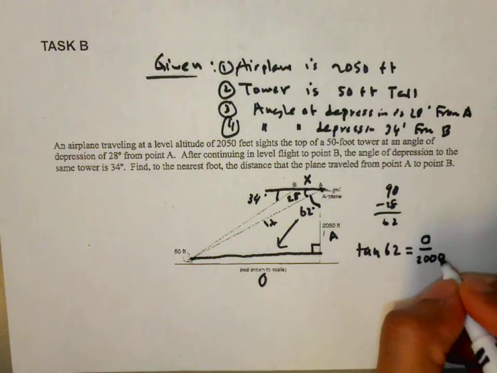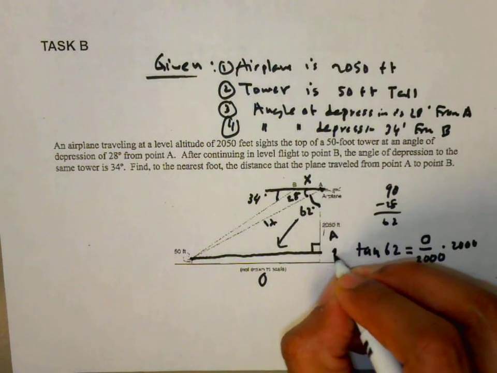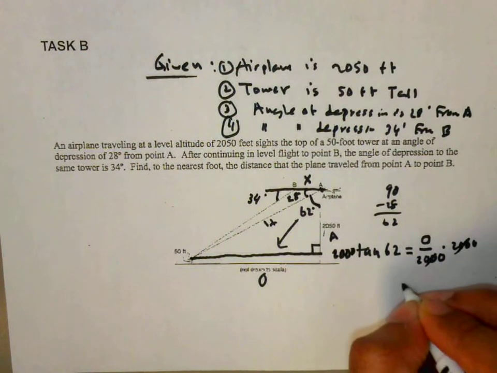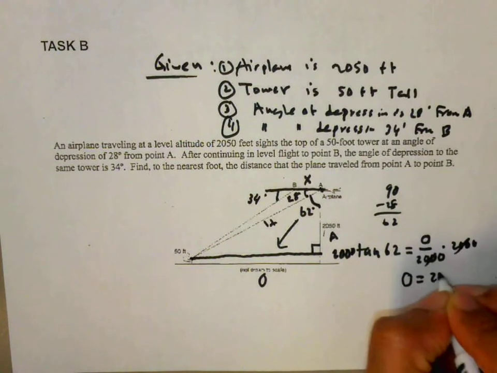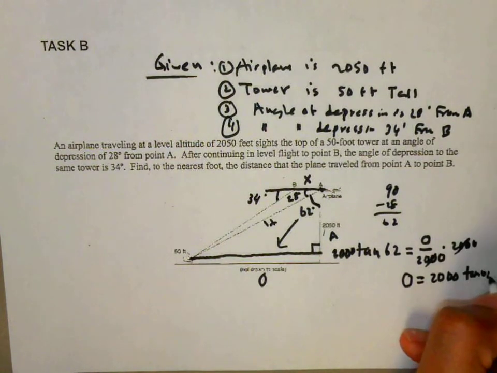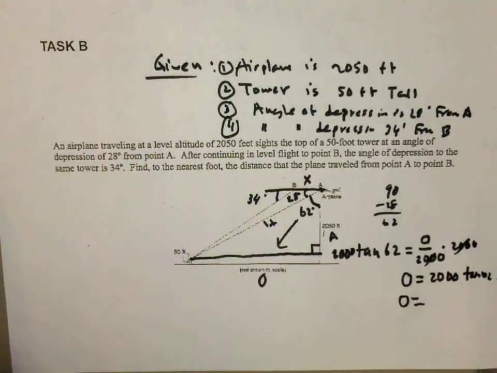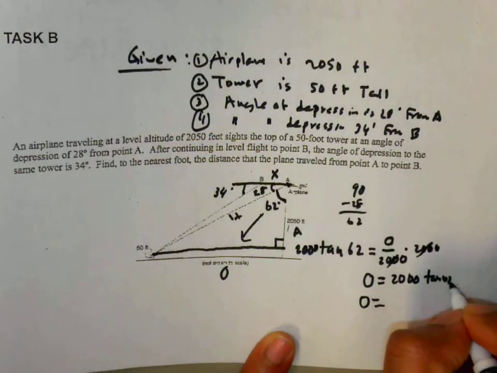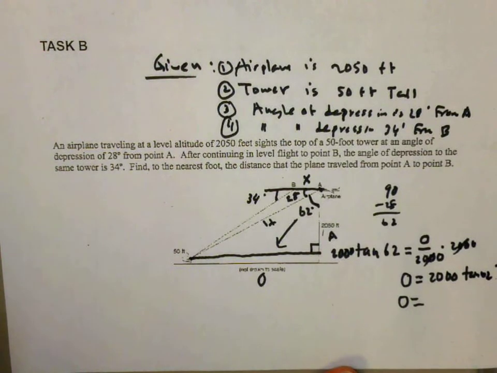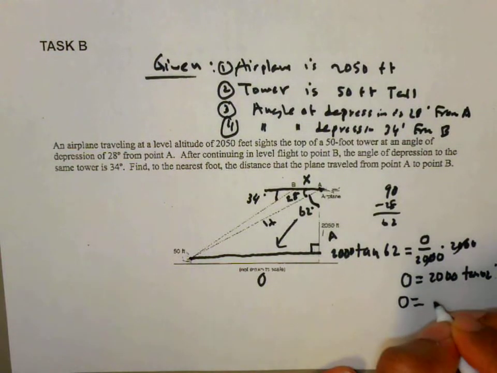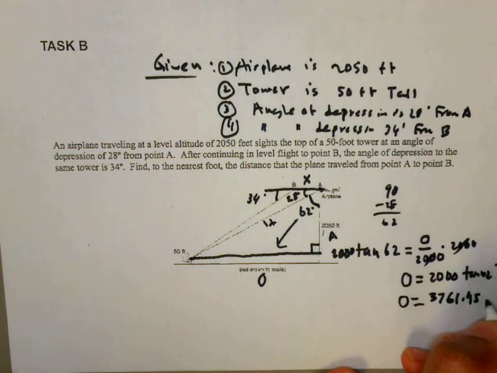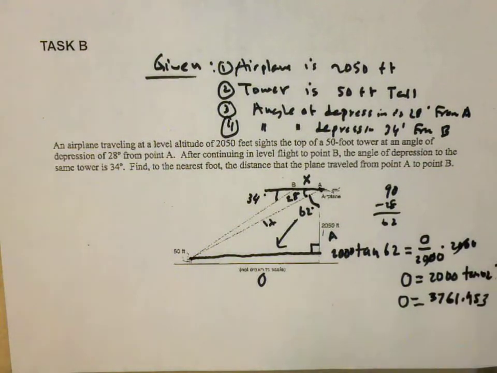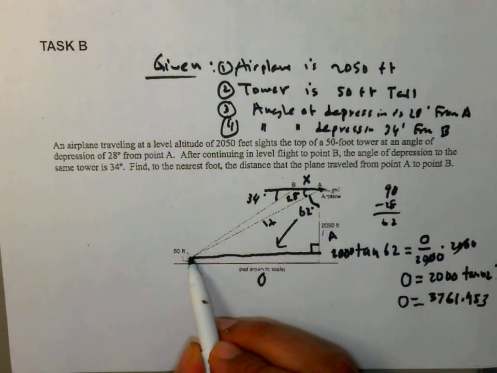Now, solving this, we multiply both sides by 2,000 so that this cancels out. O equals 2,000 multiplied by tangent of 62. Make sure the calculator is in degrees. So I'm going to say 2,000 times tangent 62, and it gives me 3,761.453. That's my distance from right here to there.